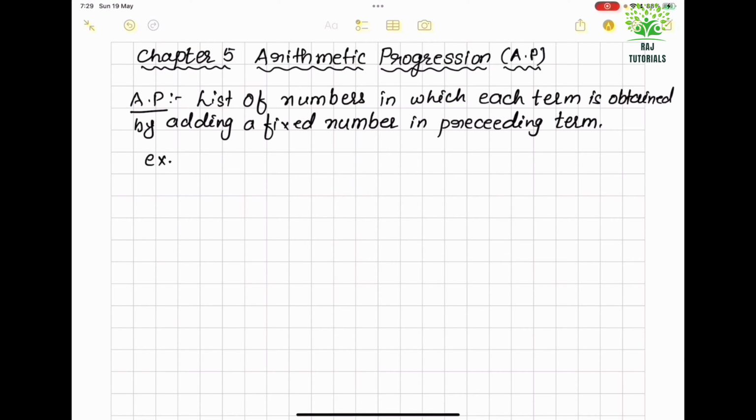Suppose I take 1, 3, 5, 7, 9. Now, if you see this chain, the first term we also call A or A1 sometimes. Generally in the formulas they will write A1, but it is also called A. So the first term of the AP is 1.